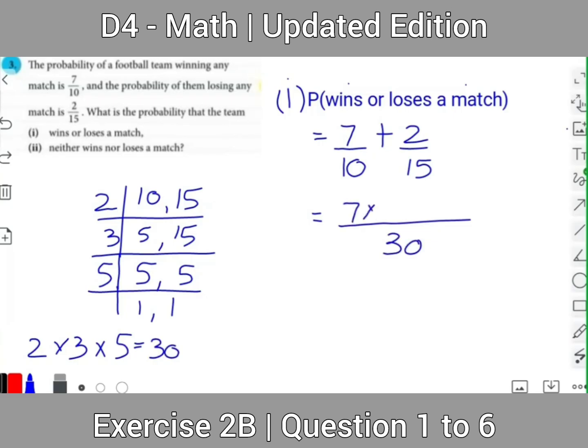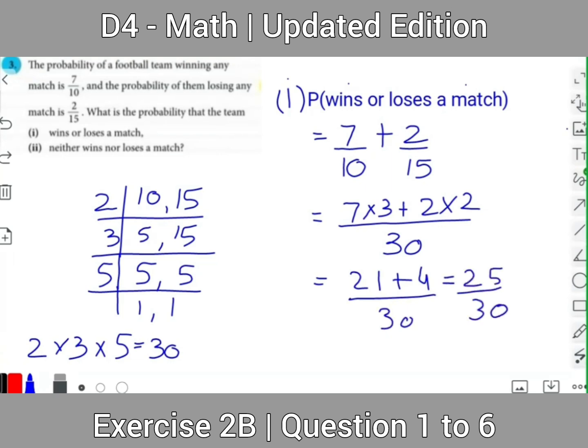10 times 3 is 30, so here we have 3. 15 times 2 is 30, so here we have 2 times 2. Now 7 times 3 is 21, and 2 times 2 is 4, and here we have over 30. 21 add 4 is 25 over 30, and after simplification, it will give us 5 over 6. So the probability that the team wins or loses a match is 5 over 6.